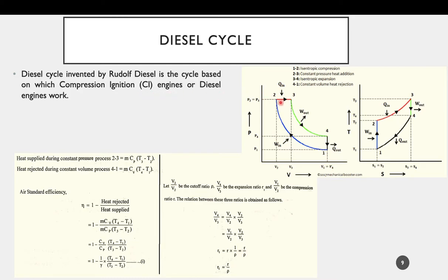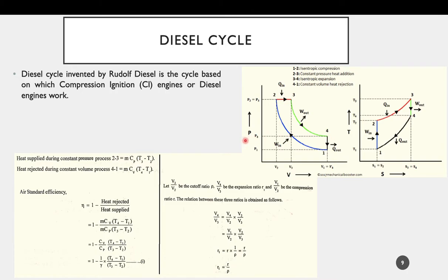And here the heat addition is happening at constant pressure. Process 2 to 3 is the heat addition process, which is happening at constant pressure, due to which it is known as a constant pressure cycle. Okay, this cycle is also known as a constant pressure cycle. Our diesel engines work based on this cycle. Now we will see the cycle in detail.